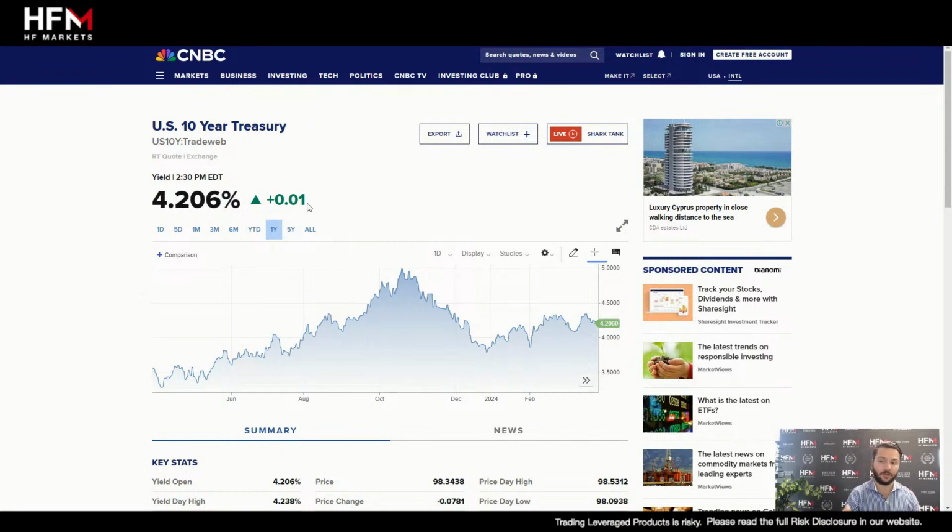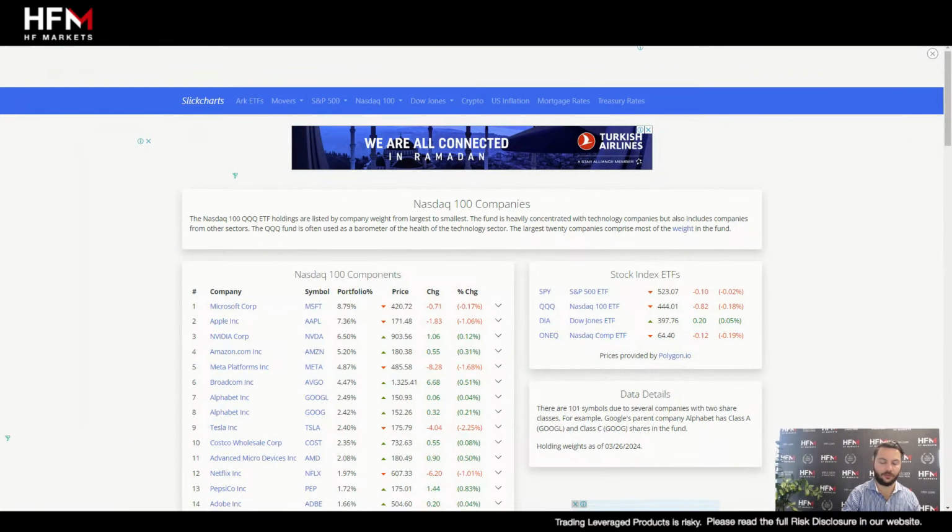Why is that? Because higher bond yields create more expensive debt. When there's more expensive debt, people, of course, have lower sentiment, lower confidence, and it can create a lower risk appetite.